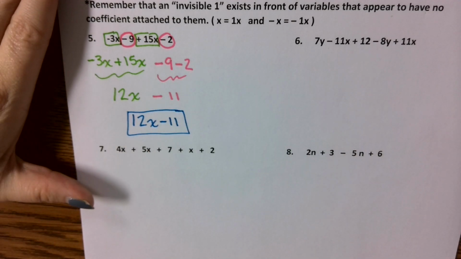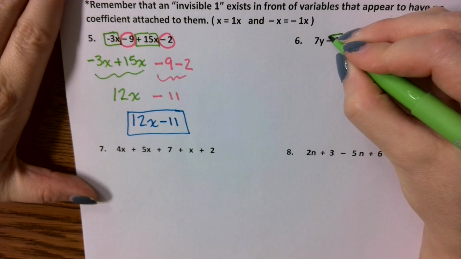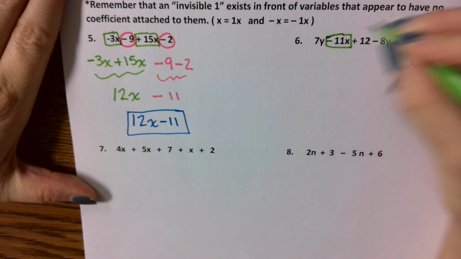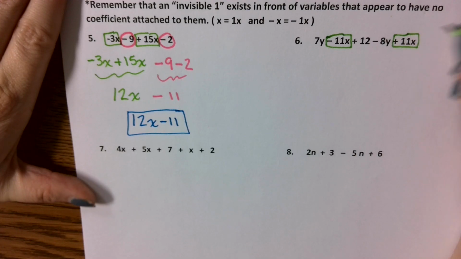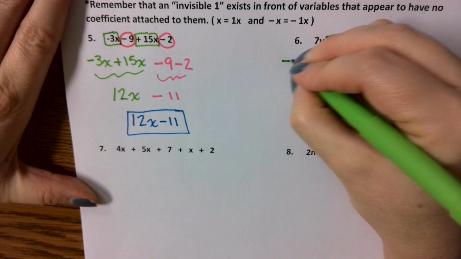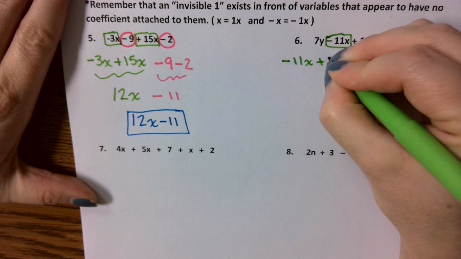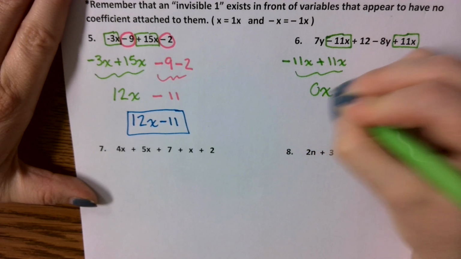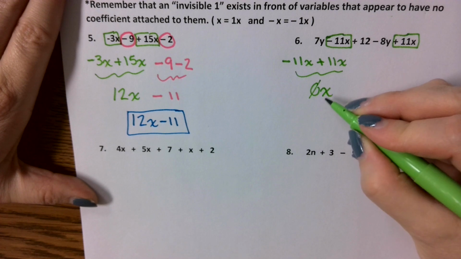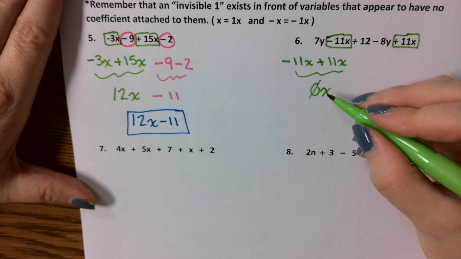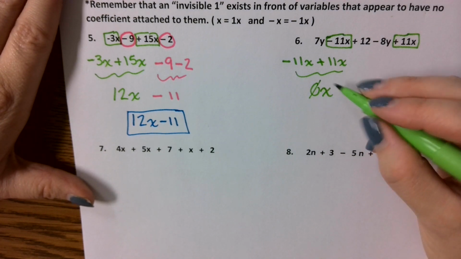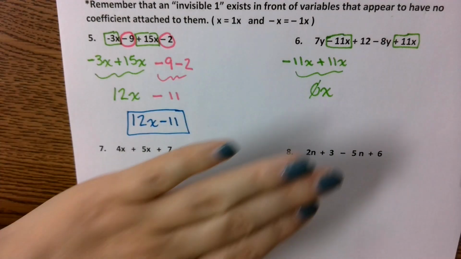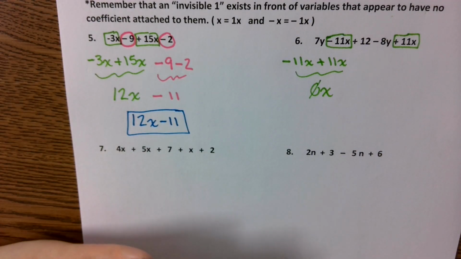So let's take a look here. The first one that we're focusing on, we're going to first focus on that negative 11x and the positive 11x. A negative 11x and a positive 11x are just going to come out to 0x. So if it's 0x, do I need to write it? If it's 0x, do I have any x's anymore? No. So I no longer have an x anymore. I don't have to worry about it.